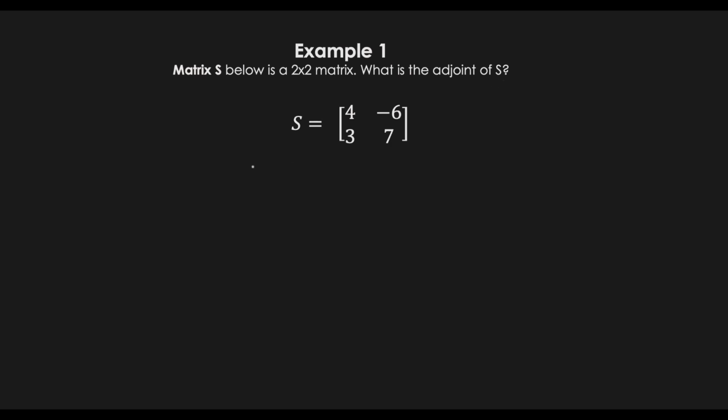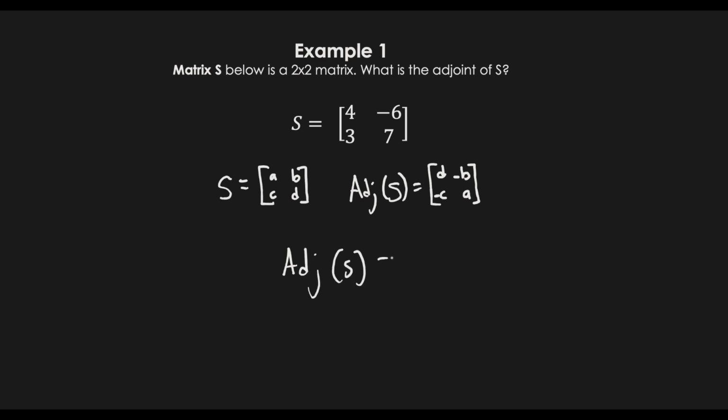Remember, from what we discussed earlier, if we have a matrix set up like this, where S is equal to a, b, c, d, it just means that we swap the a and the d and change the signs of b and c. In this case, the adjoint of S is equal to: we swap the 4 and the 7, so here we would have 7 and here we would have 4. Then we change the signs of the -6 and the +3. The -6 is going to turn to +6 and the +3 is going to turn to -3. So that's the adjoint of S.